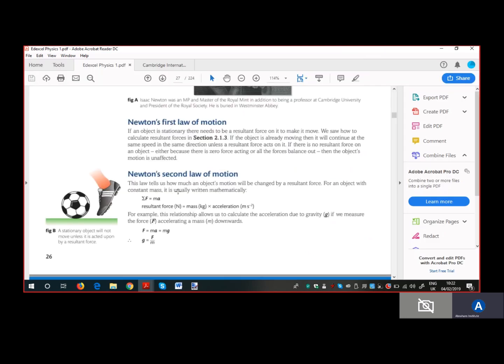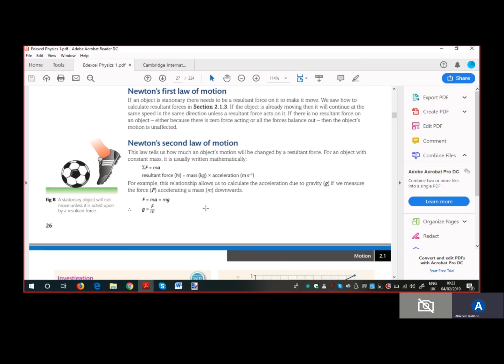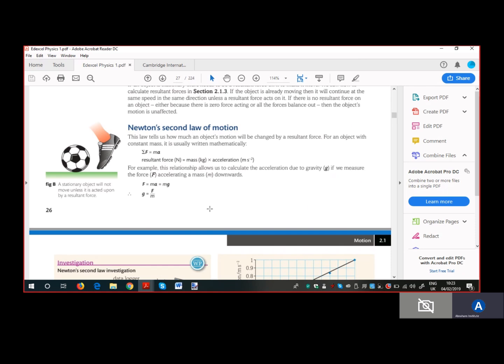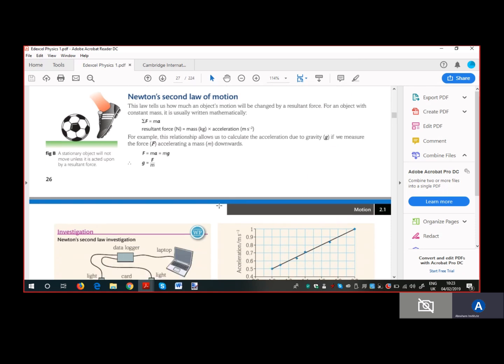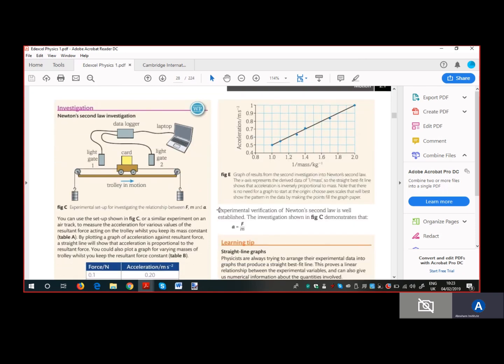Then Newton's second law. This law tells how much an object's motion will be changed by a resultant force. For an object with constant mass, it is usually written mathematically. Now here we can see clearly the word resultant is there. You have to write this word: resultant force is equal to mass times acceleration. Okay, so this is how you can investigate Newton's second law.